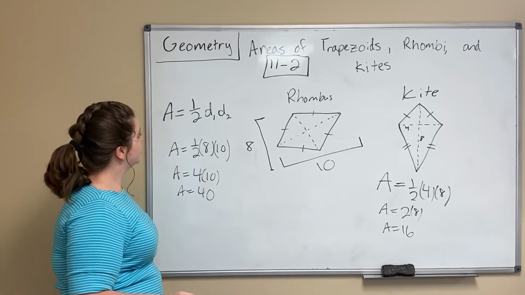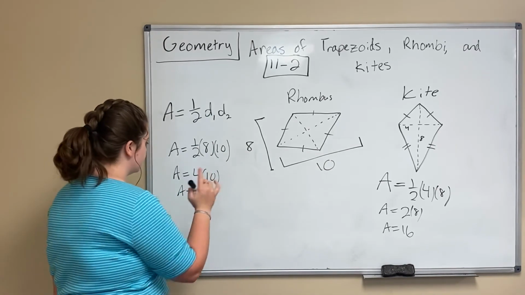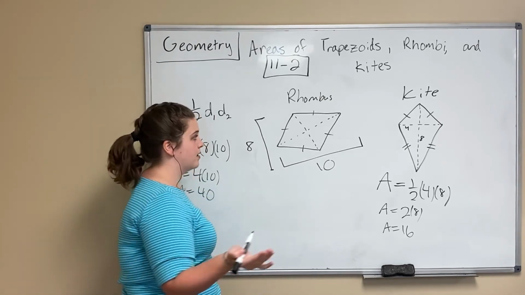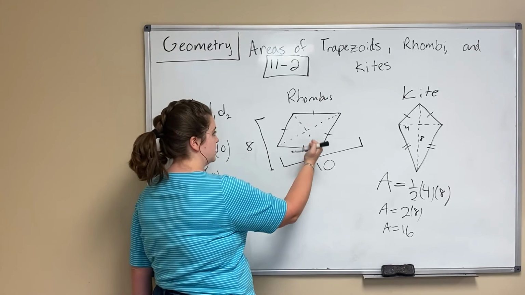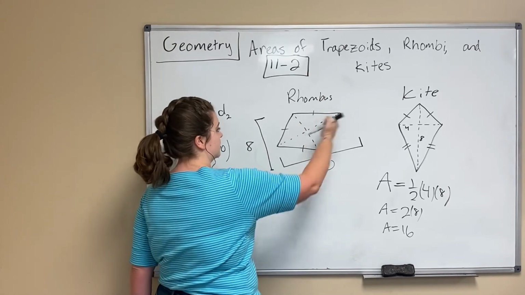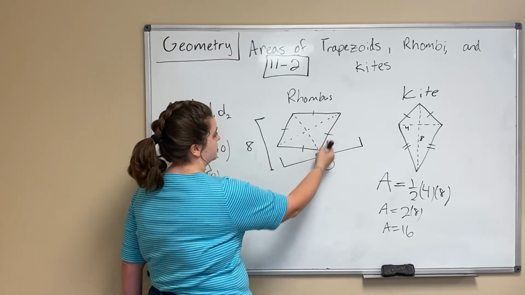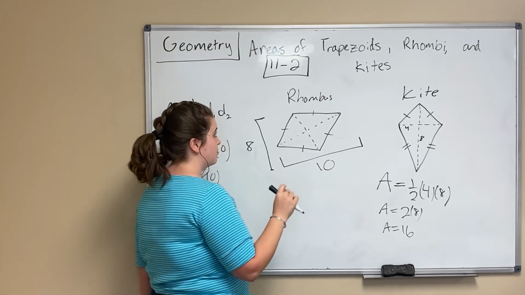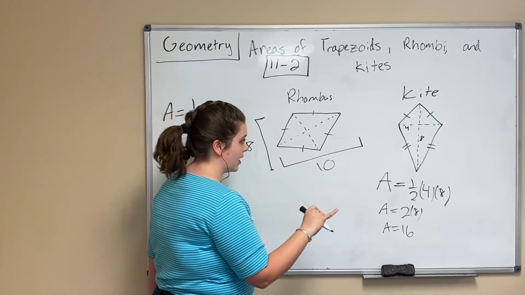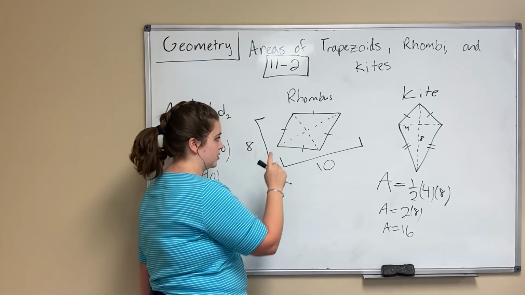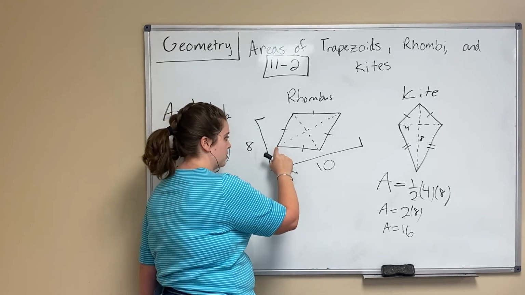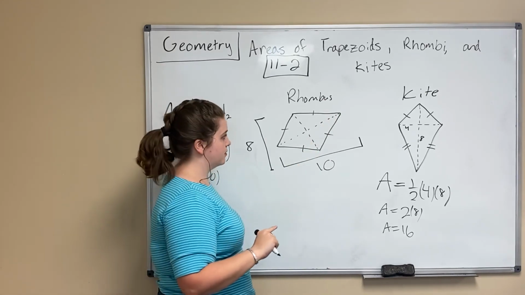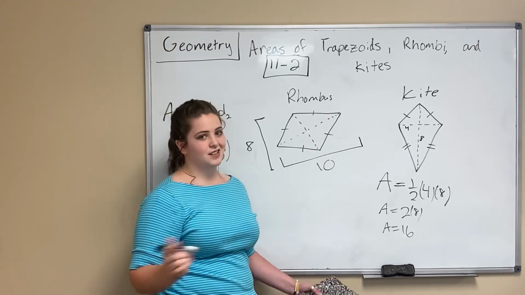Again, what you're paying attention for is that you're using the measurements of the diagonals and not the sides. Hopefully that doesn't get you tripped up. With a rhombus or a kite, you're using the measures of the diagonals, so from one vertex to its opposite vertex. Otherwise, I think you guys got this.